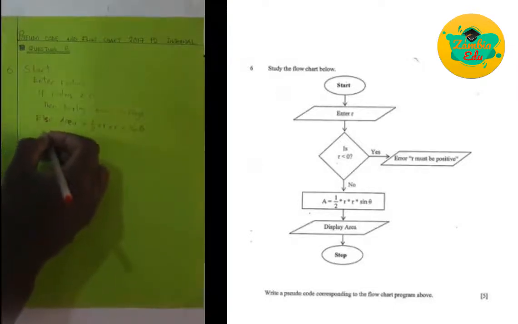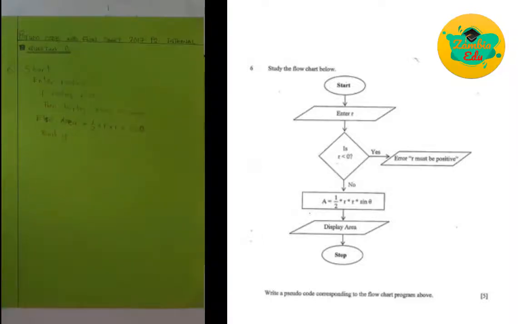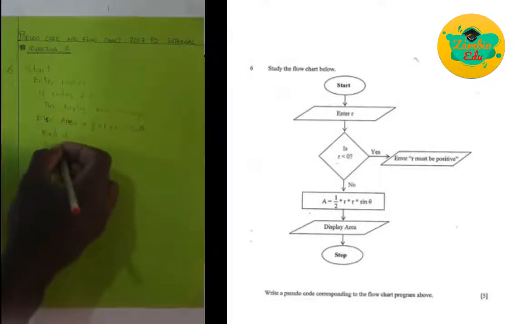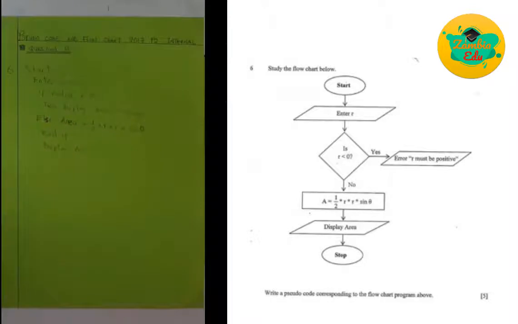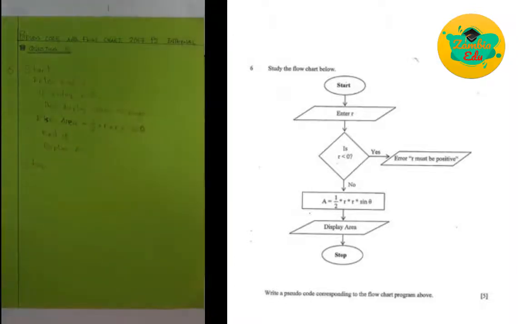Having done that, you say end if, display area. Then you say stop. Then you're done, you're home and dry. The pseudocode of the program would have been written correctly.